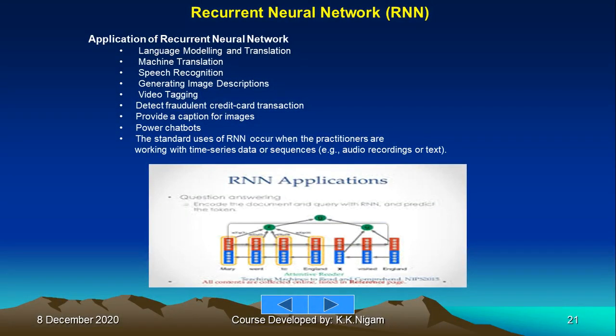Now, applications of RNN: language modeling and translation, machine translation, speech recognition, generating image descriptions, video tagging, detecting fraudulent credit card transactions, providing captions for images, and powering chatbots. The standard uses of RNN occur when practitioners are working with time series data or sequences, for example, audio recordings or text recordings.